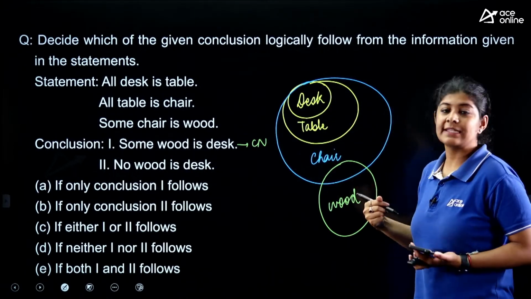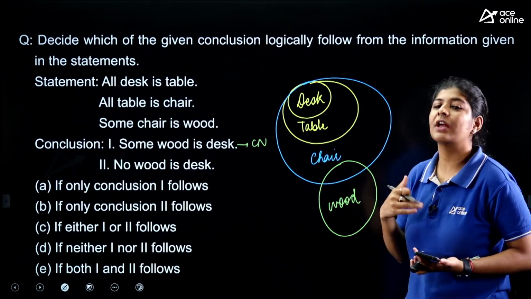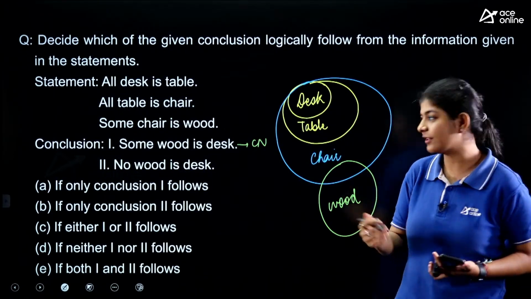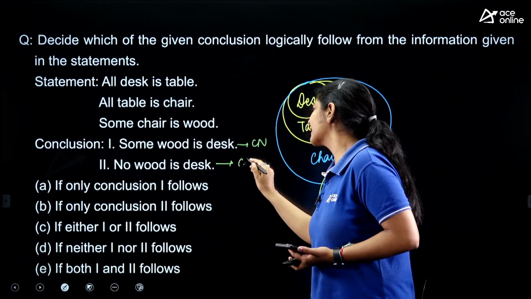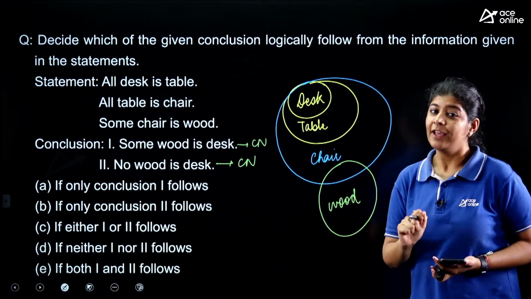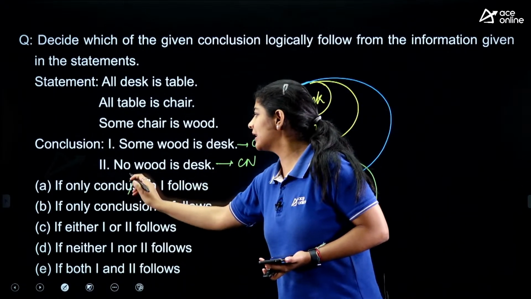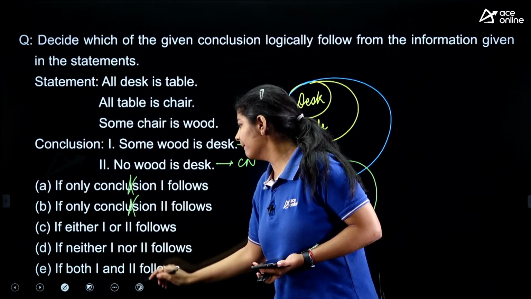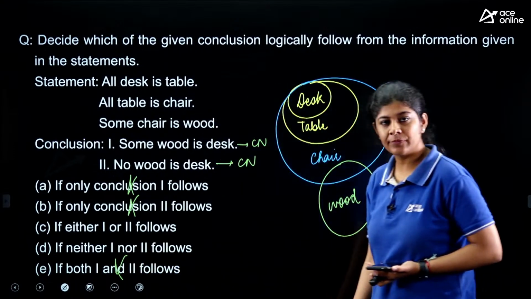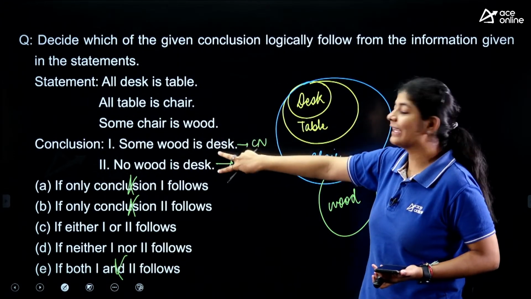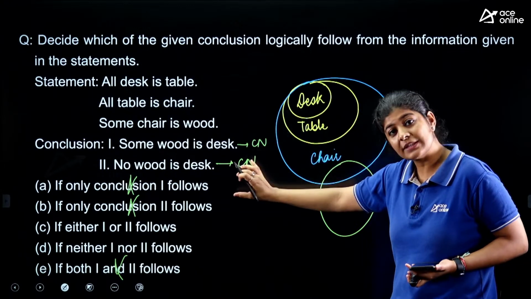No wood is a desk. Can we say that? Again, we are not having any direct or indirect relation. So this will also lie in the category of can't say. But if you see them carefully, with the help of this one, we can easily eliminate options A, B and E, right?